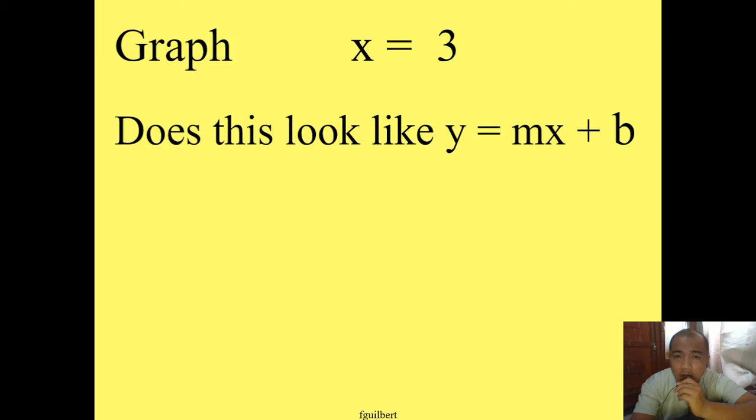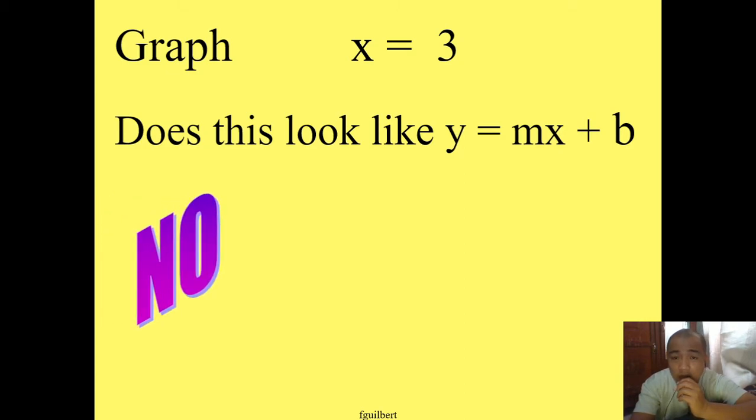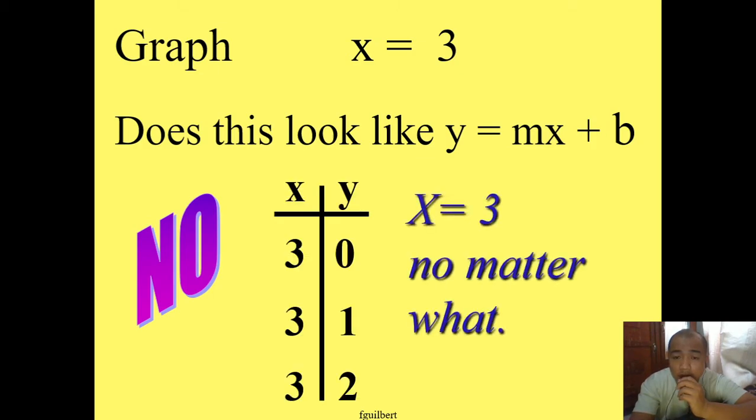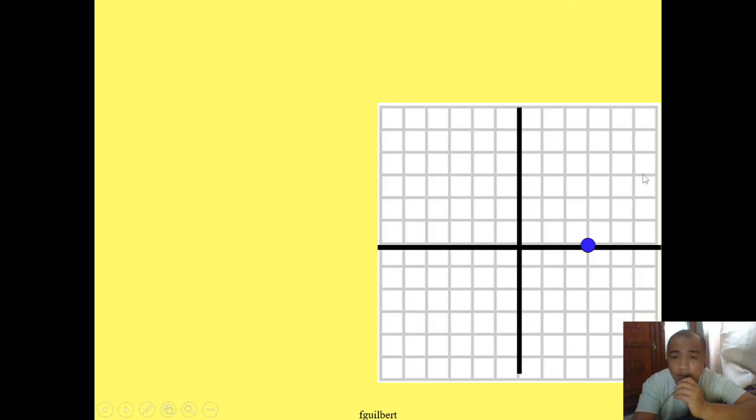How about this? Graph x equals 3. Does this look like y equals mx plus b? No. Why? X equals 3 no matter what? Yes, so this is not. x equals 3 cannot be transformed into y equals mx plus b.